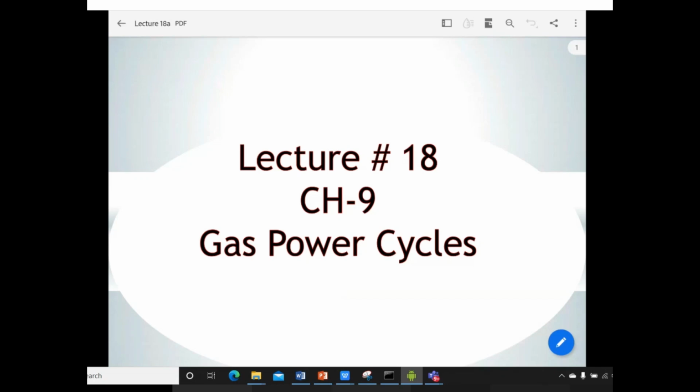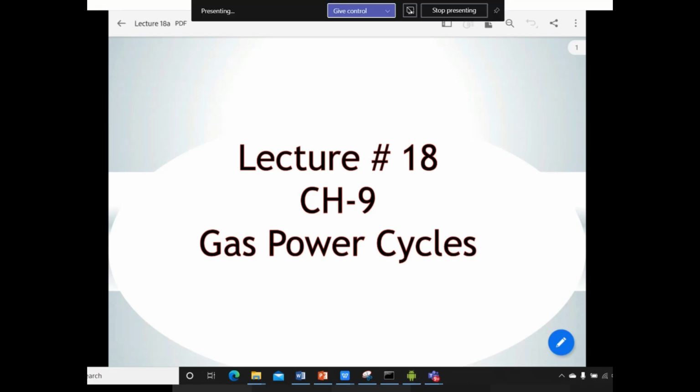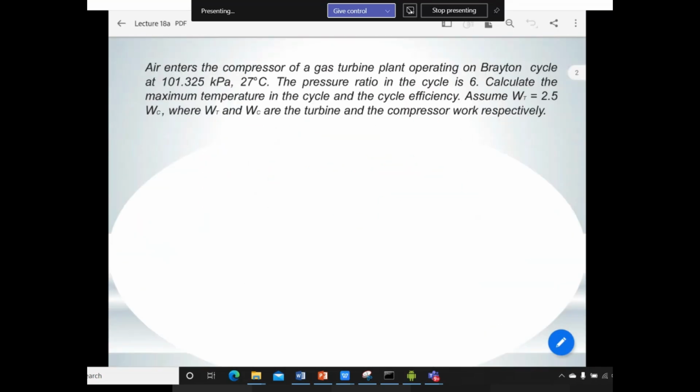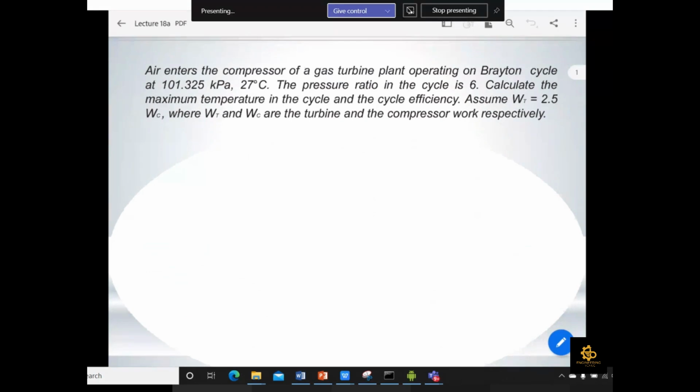Power cycle, which we already discussed in the previous class, which is the gas turbines. So today we will practice some questions related to the gas power cycle and the Brayton cycle. So this is the statement of the first question. You have to read the statement.